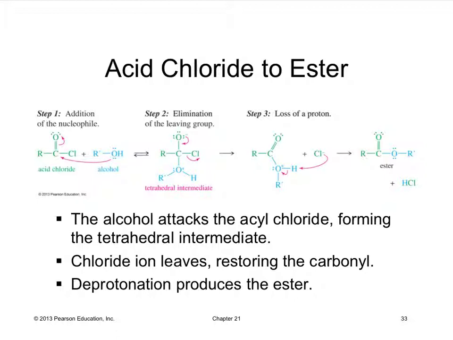Acid chloride to ester, again, nucleophilic attack, electrons go up. This forms a tetrahedral intermediate. Electrons from the oxygen come down, kicking this off. Almost there. This is still protonated. The chlorine will then deprotonate, neutralizing it, forming the ester.